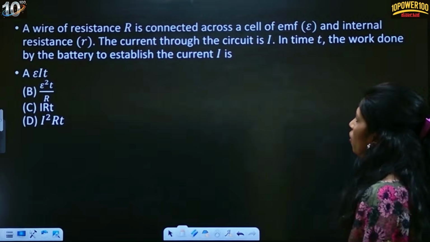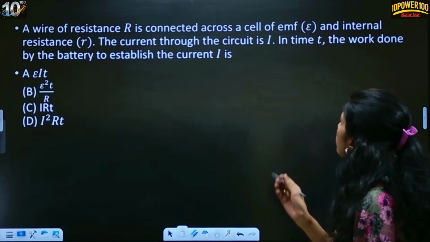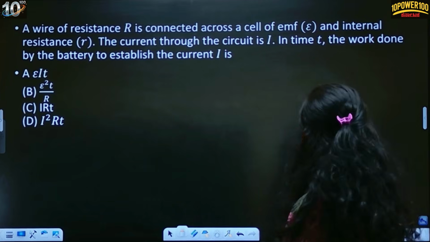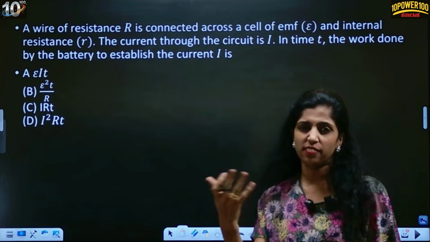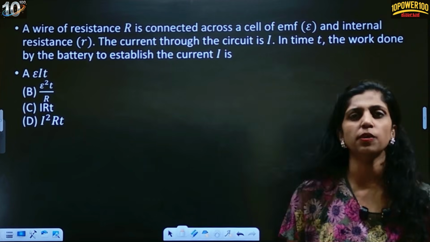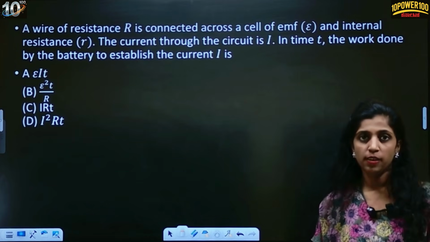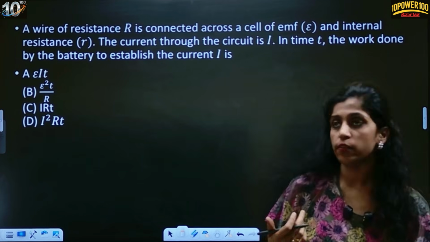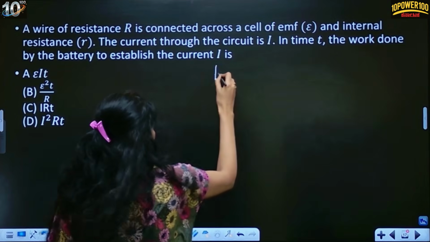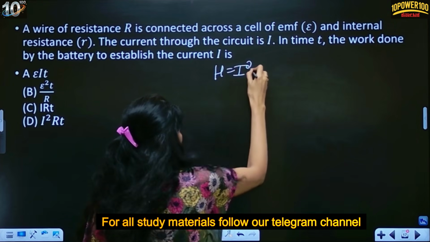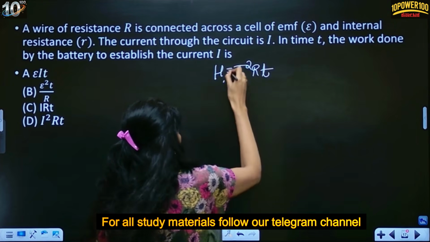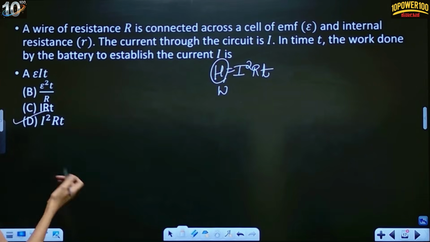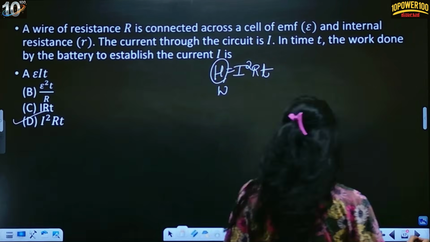Fine. Okay, so next, a wire of resistance is connected across a cell of EMF E and internal resistance, the current through it, what is the work done? It's a very simple question. Work done means nothing but the amount of heat produced. In grade 10, I think you have learnt about Joule's law of heating, right? Joule's law of heating says heat is directly proportional to square of current, resistance and time. So heat or work, both are same. So what's the correct option here? I square RT. Very simple question.